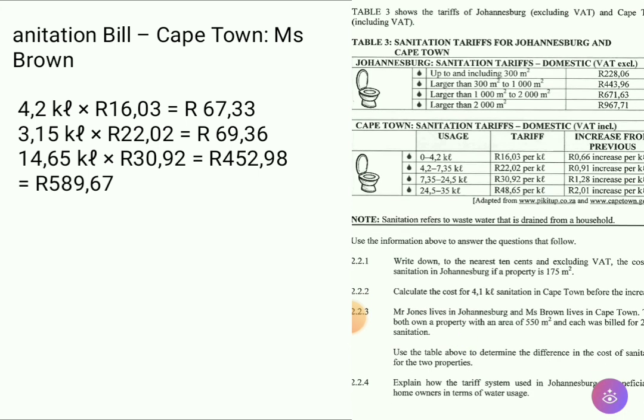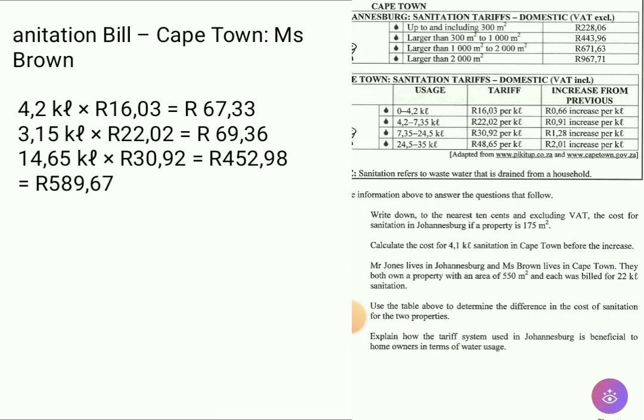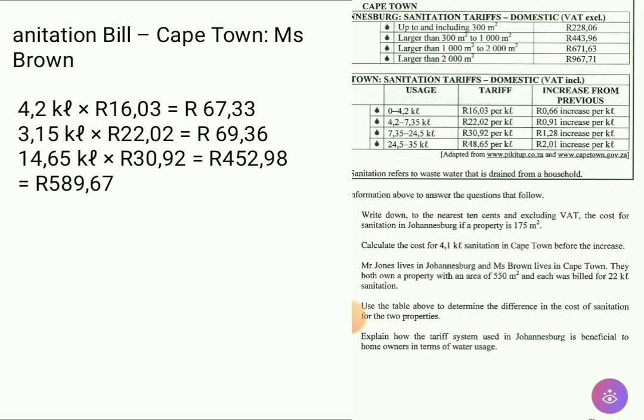So I know that the person next to you is asking again, where do we get the 14,65? We say again 7,35 minus 22. Why do we minus 22 instead of 24,5? We minus 22 because the area was built for 22 kl, not 24 kl, for 22 kl. That's where we get the 14,65.